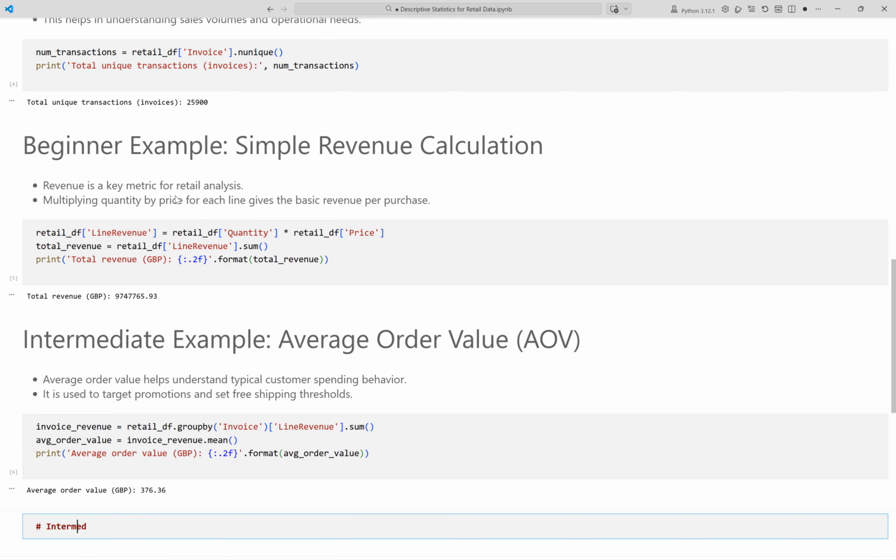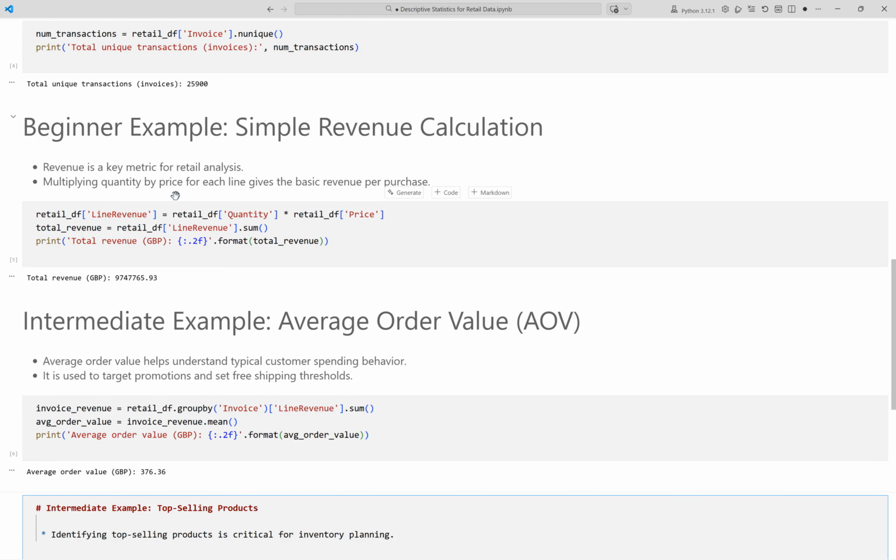Intermediate example: top-selling products. Identifying top-selling products is critical for inventory planning. It informs buyers of what drives revenue. Running the cell now.